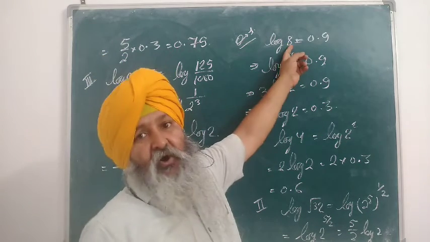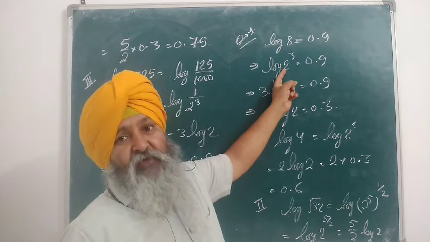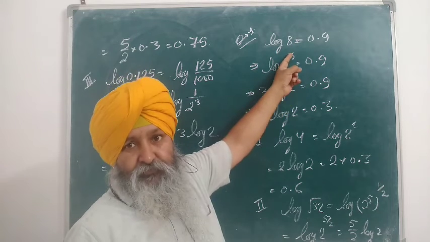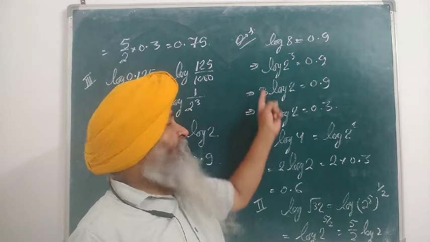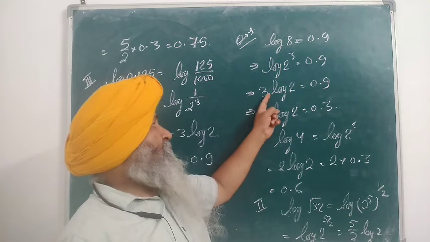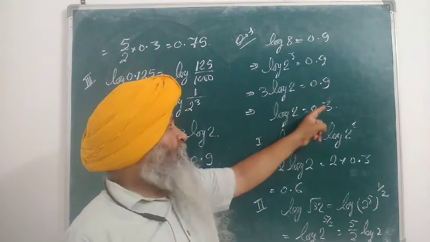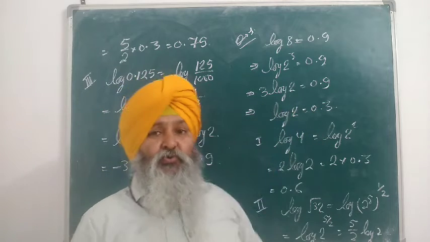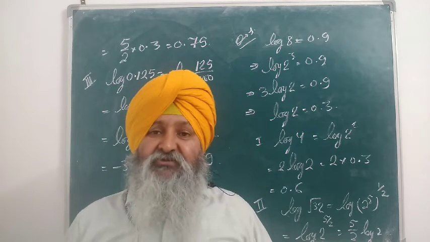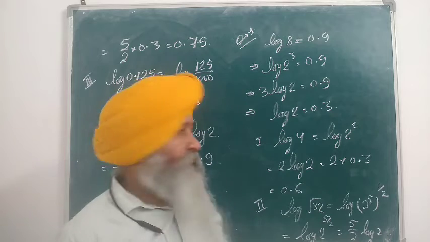They have given us log 8. 8 is not a prime number, so I factorize it to 2 cube. In log, the power comes forward and gets multiplied, so it will be 3 log 2. This 3 is multiplied, so naturally when it goes to the right hand side, it is divided, so it will be 0.3. So log 2 is equal to 0.3. This is the value that you will use for the other parts.